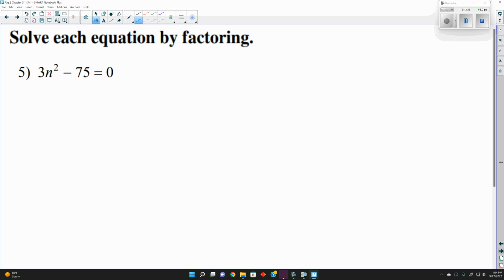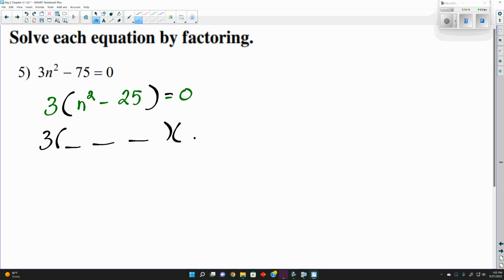So is there a greatest common factor? 3. So we can factor 3 out. And if I factor the 3 out of 3n squared, we get n squared minus. Yeah, we can factor the 3 out of 75. Now we can do our 2 sets of parentheses with 3 spaces.